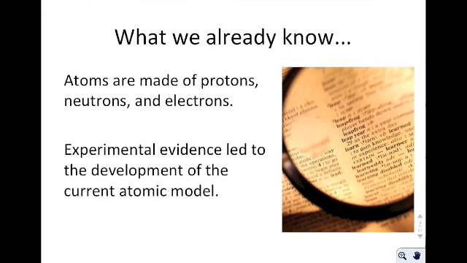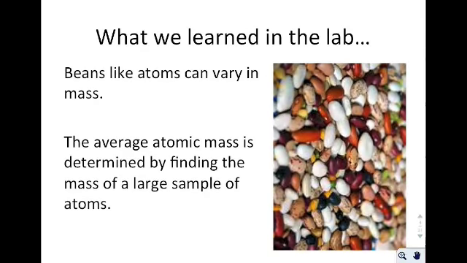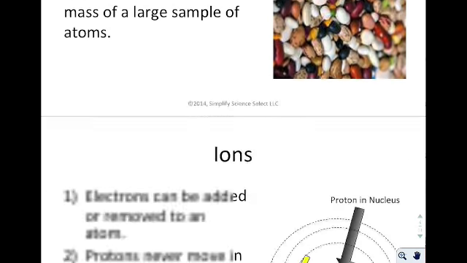So what you already know: atoms are made of protons, neutrons, and electrons, from the previous lecture. You also know that experimental evidence led to the development of the current atomic model, the one that we're going to use in this class, which is the Bohr model of the atom. In the lab, you learned that atoms can vary in mass. The average atomic mass is determined by finding the mass of a large sample of atoms and then dividing it out. It will account for the discrepancies in mass.